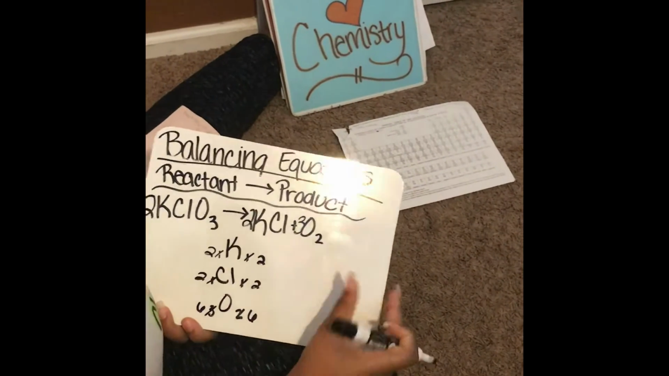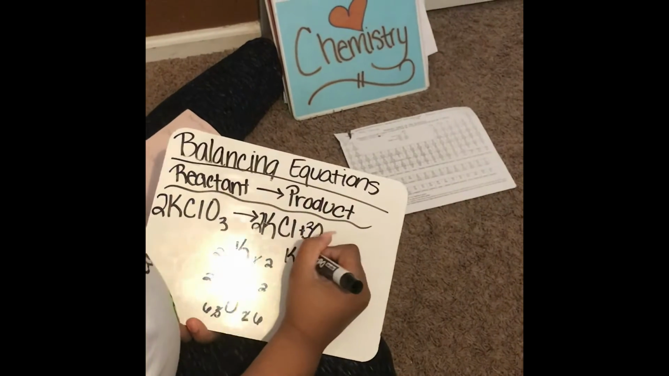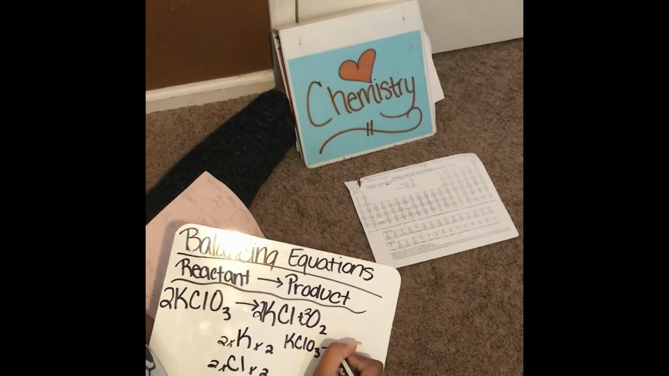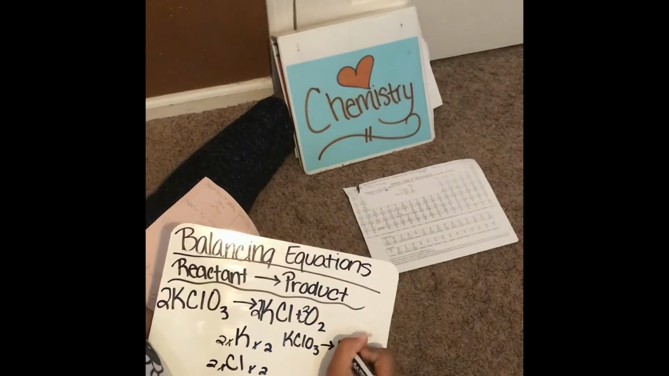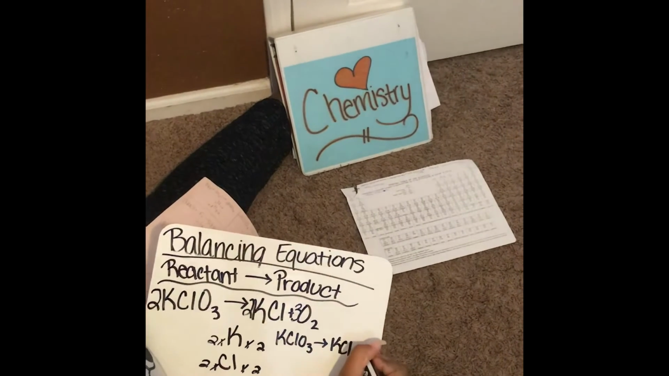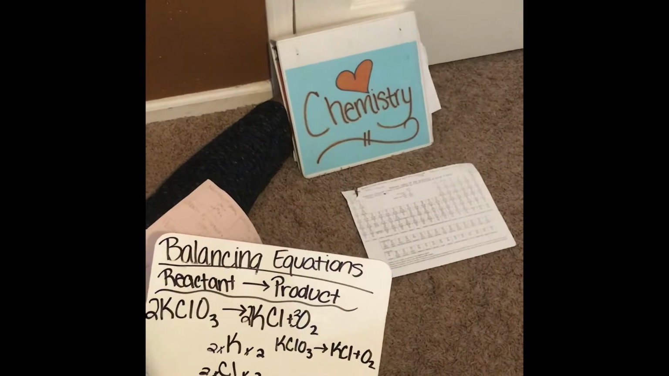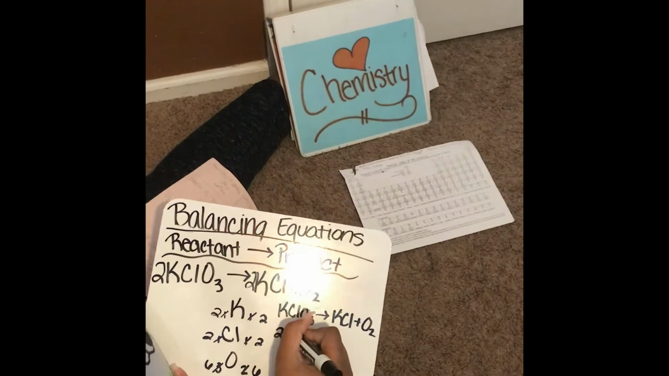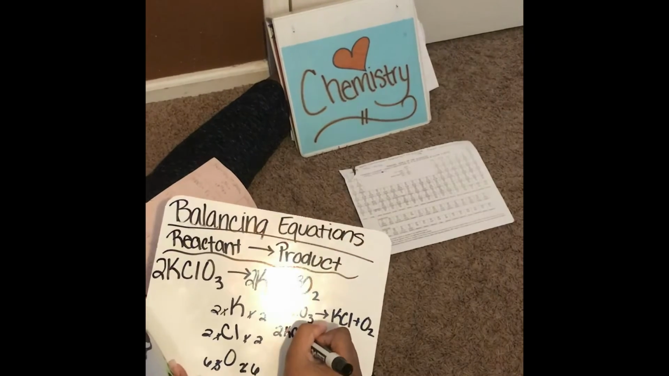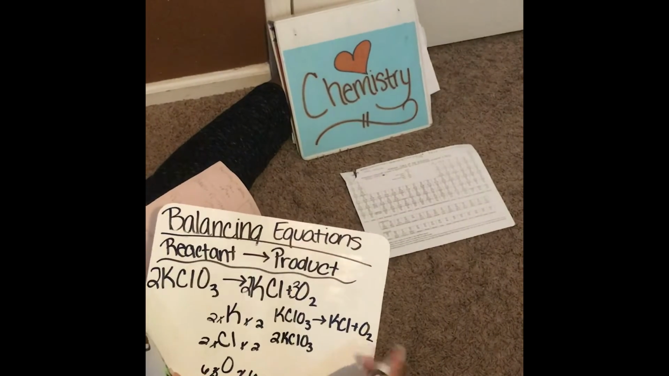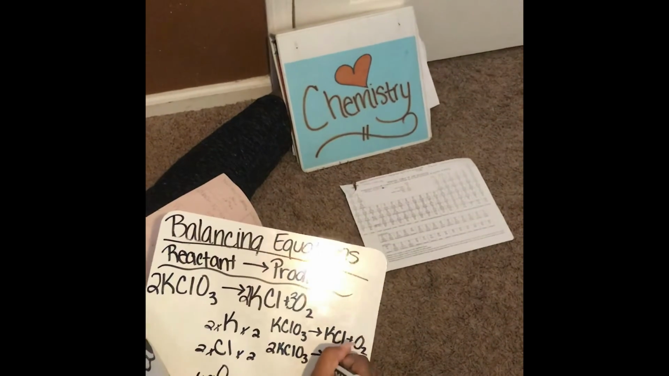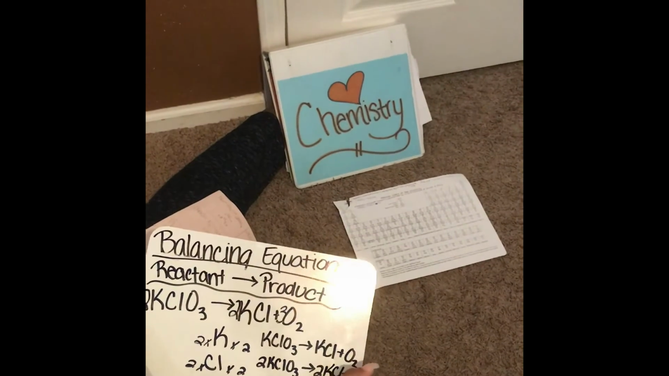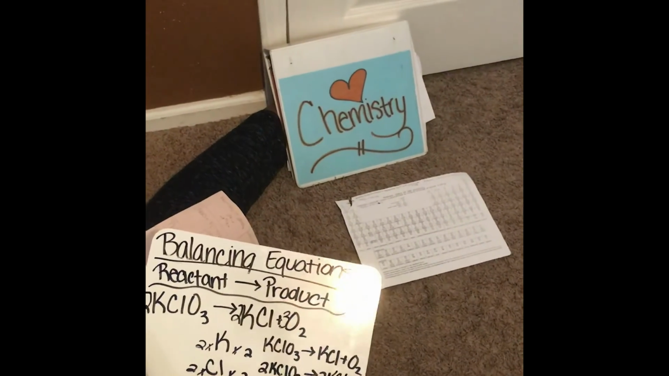Now your original problem was KClO3 yields KCl plus O2. Now, your balanced equation is 2KClO3 yields 2KCl plus 3O2.